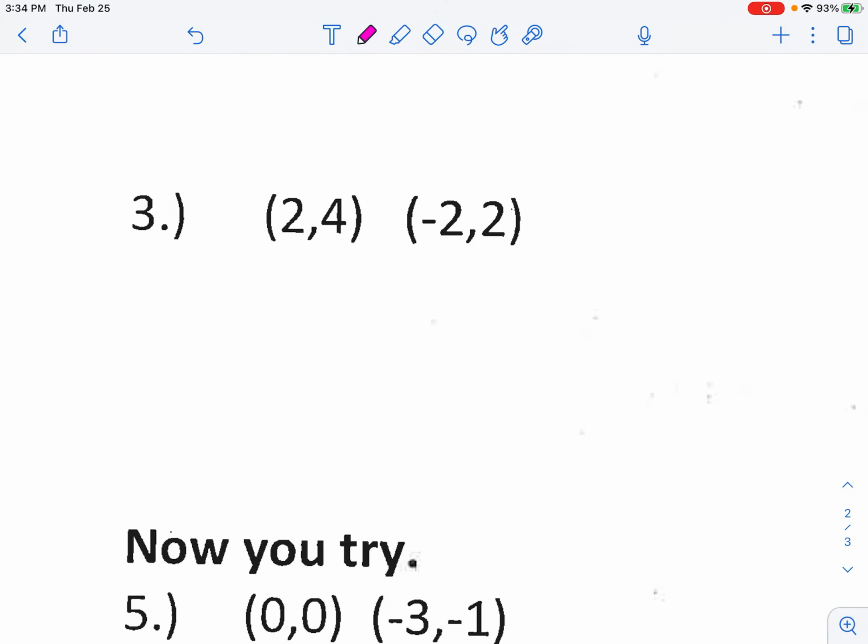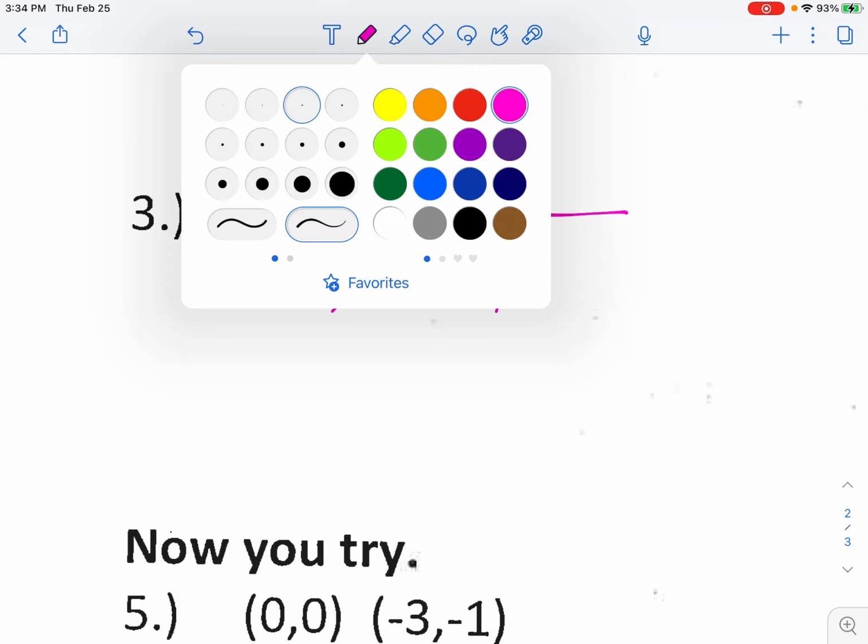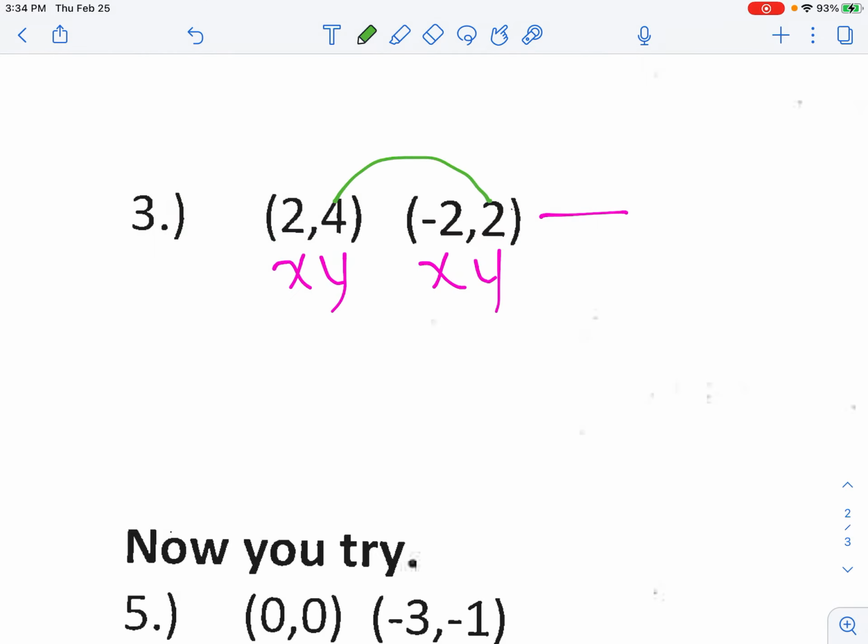Number 3, our coordinates go x, y, x, y. Ratio bar. The change in y, you always find the change in y first, and that number goes on the top of your ratio. So to go from 4 down to 2 is going to be -2. To go from 2 to -2 would be a change of -4. Remember that 2 negatives cancel to form a positive. So this is going to simplify to 1/2.